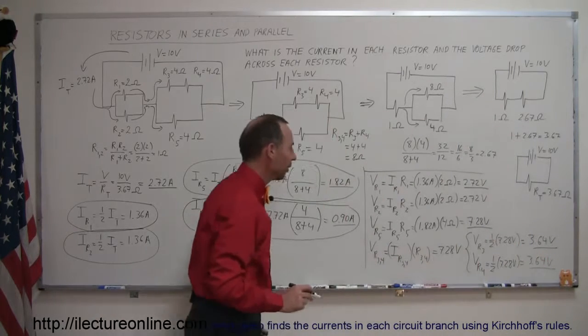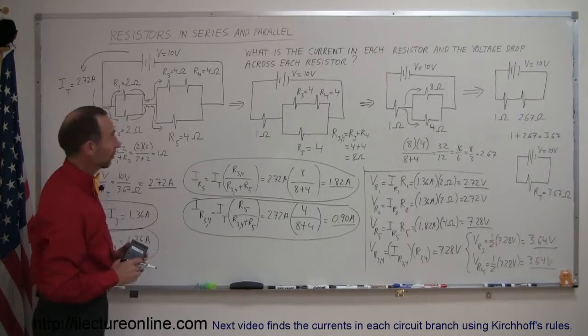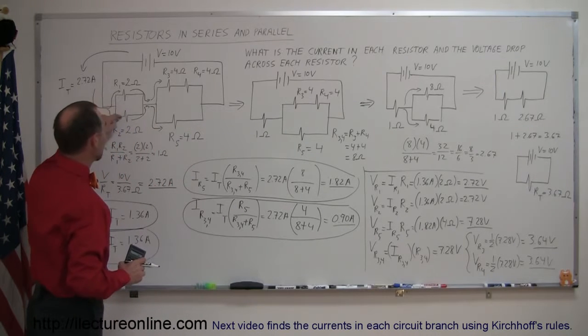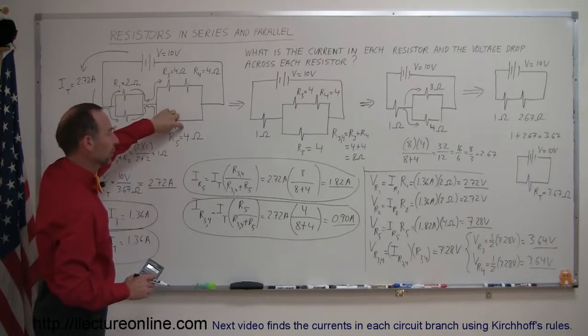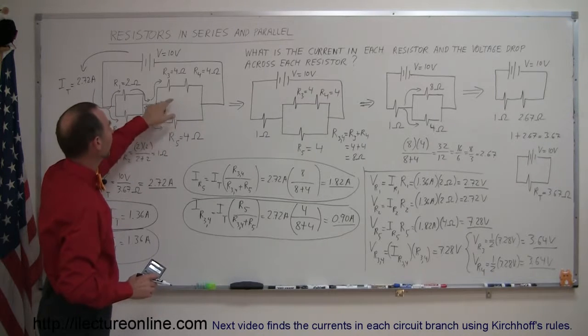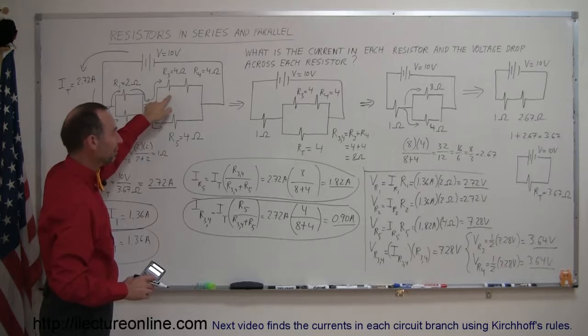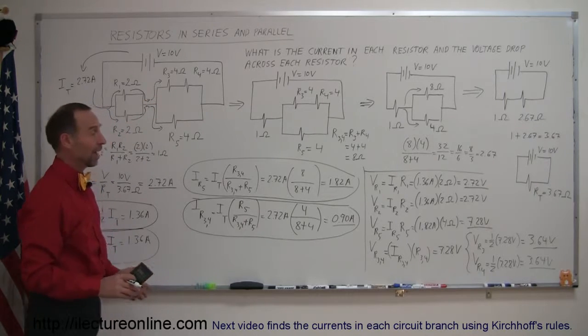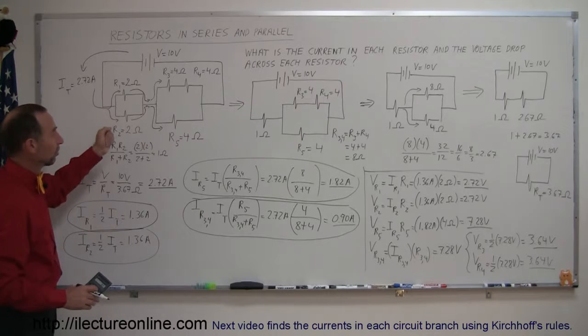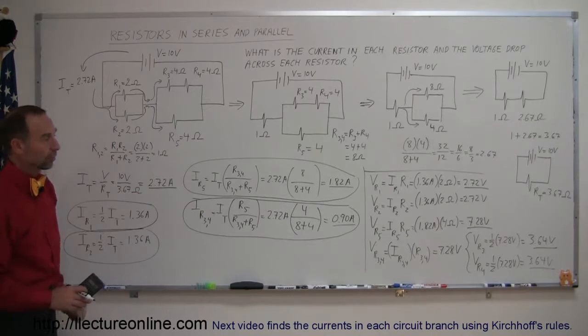So now we have all the voltage drops across all the resistors. We have across each one of these two a voltage drop of 2.72 volts. Across this one, a voltage drop of 7.28, and then each of those will take half of that voltage drop, 3.64 and 3.64. So now we have the currents through each of the resistors and the voltage drops across each of the resistors.